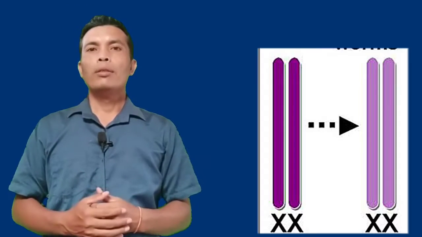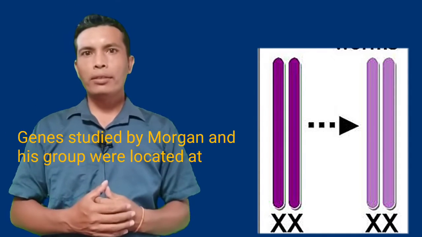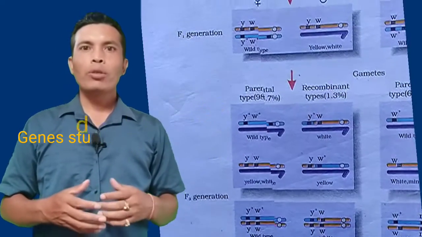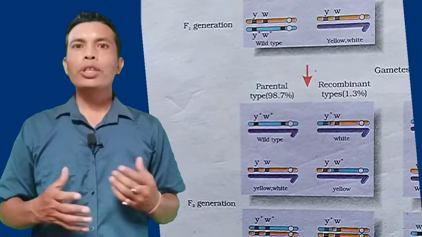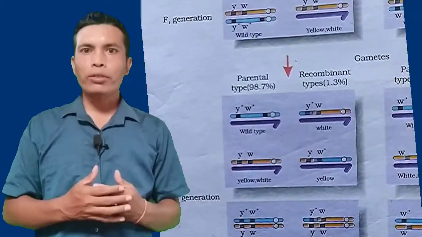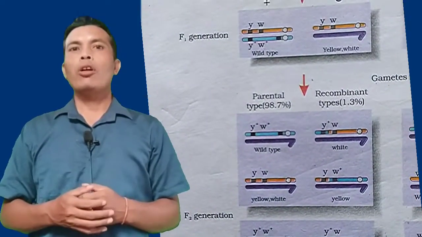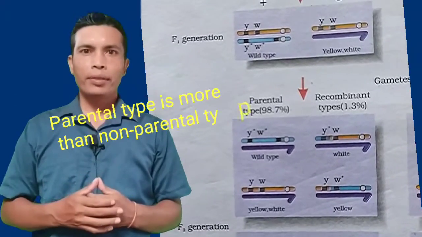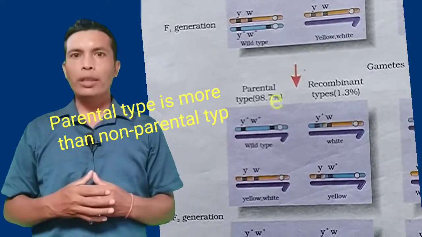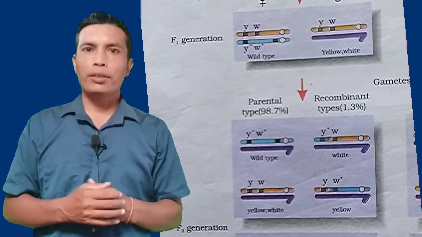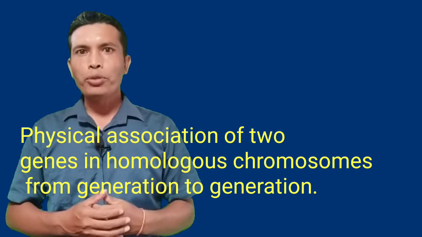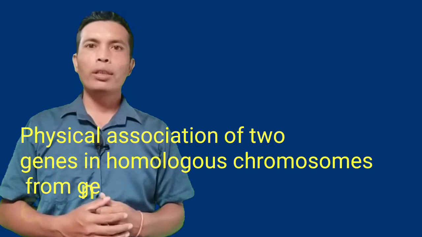9:3:3:1 ratio. Morgan and his group knew that the genes were located on the X chromosome and saw quickly that when the two genes in a dihybrid cross were situated on the same chromosome, the proportion of parental gene combinations was higher than the non-parental type. Morgan attributed this to the linkage or physical association of the genes and coined the term linkage. The definition of linkage is the physical association of two genes on homologous chromosomes.